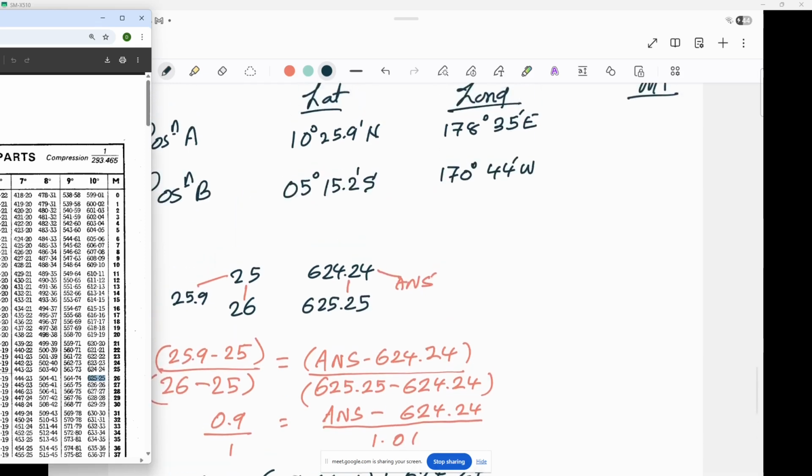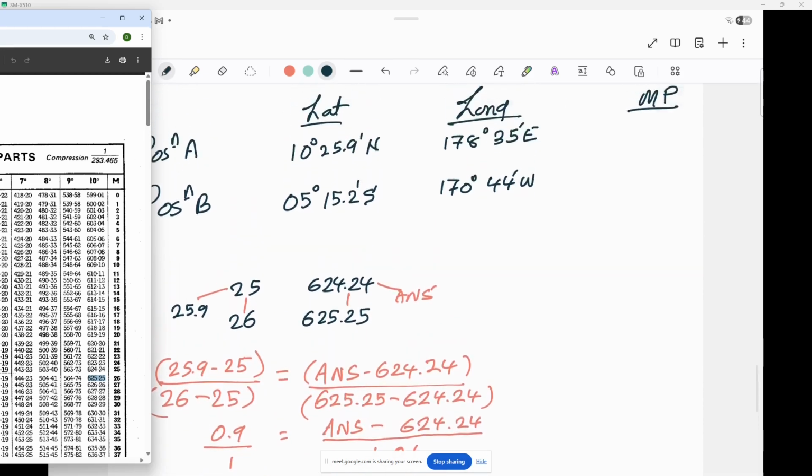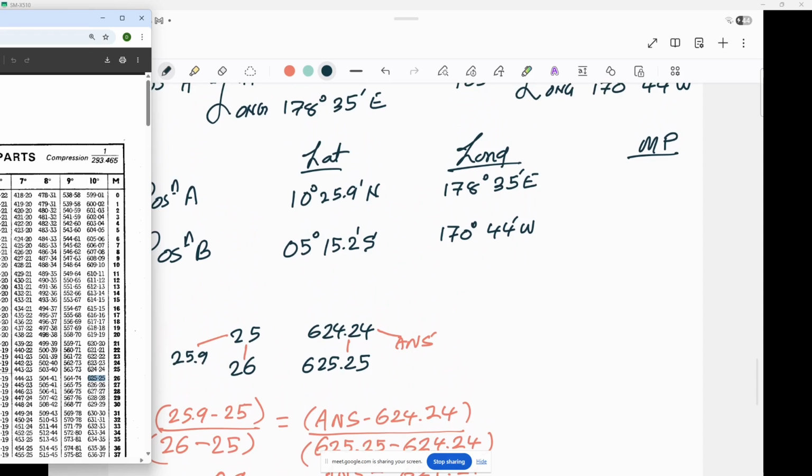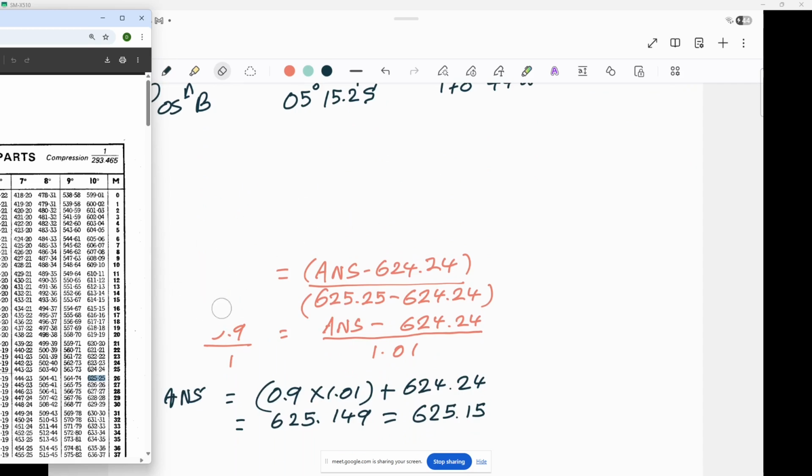Right. So here the meridional part is going to be 625 decimal 15. I will erase this one so that we can write down the next interpolation in the same location.